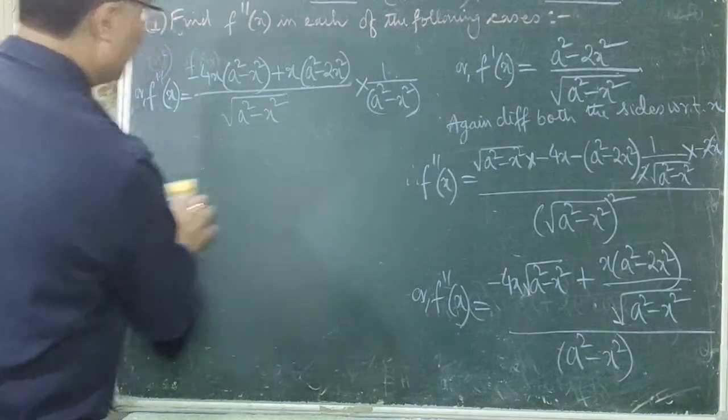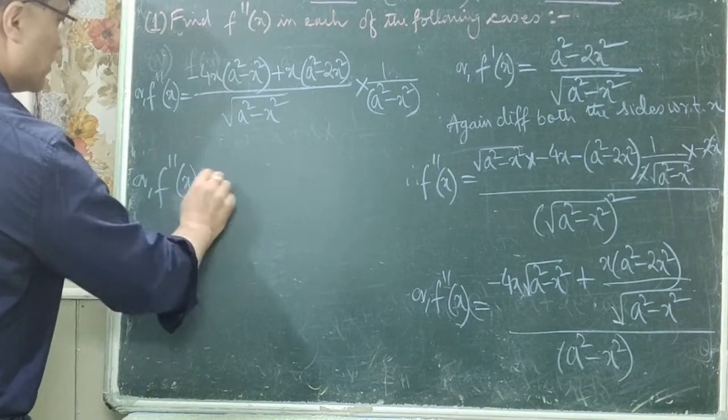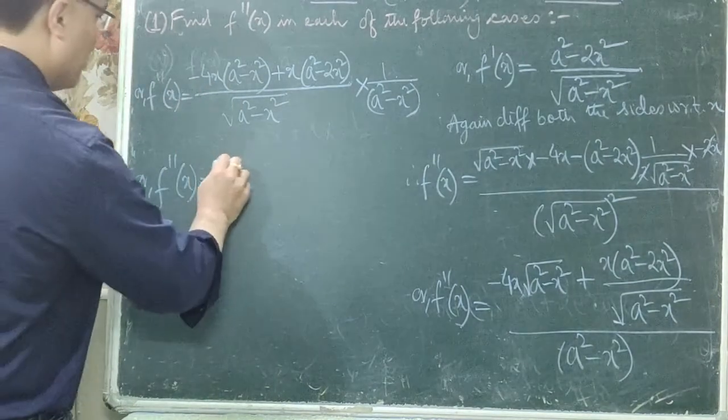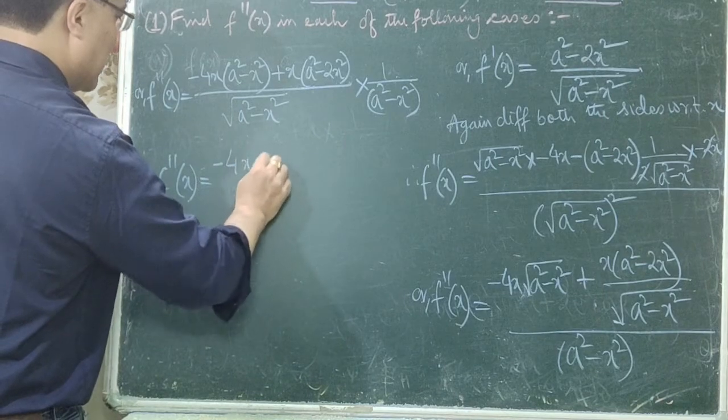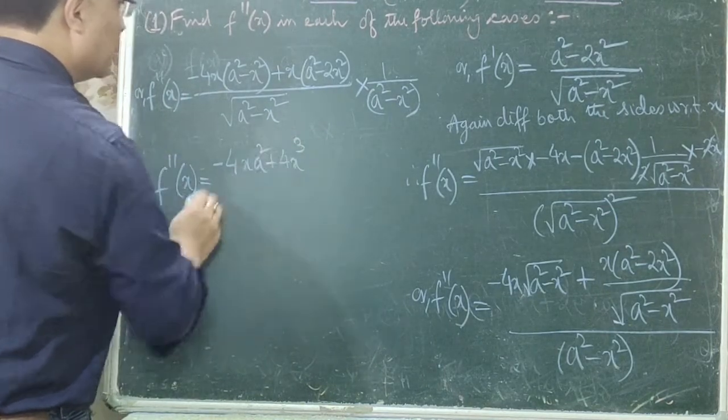Okay, so let us simplify it now. Or f double dash of x is equal to, now you can multiply them, minus 4x a square minus, or minus into minus, plus 4x cube, right?